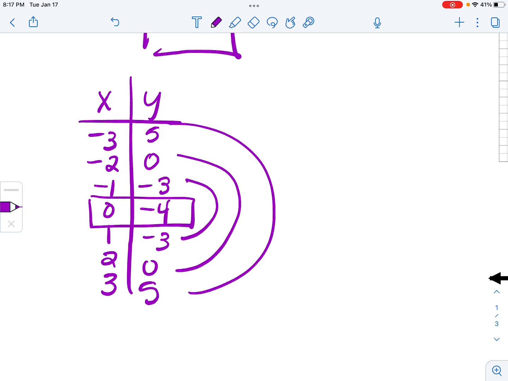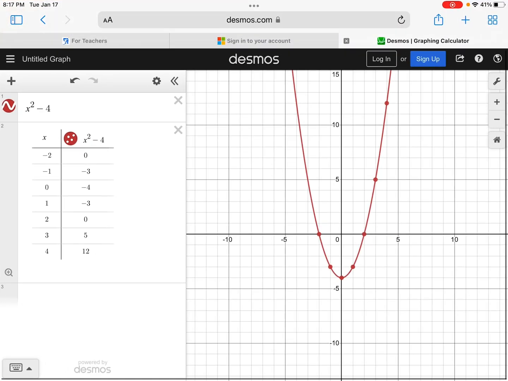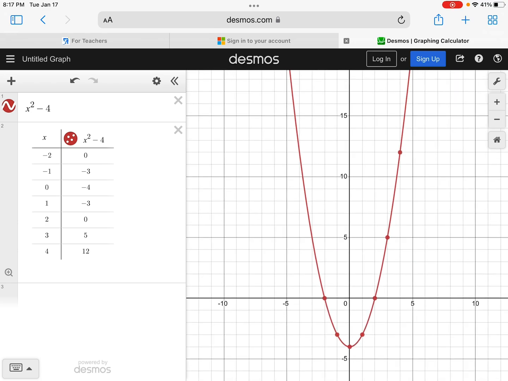And I think you all know how to plot points. So all these would fit and you would get a nice curve. It should look like this. It opens upwards because our A is 1. It's positive and it just opens up. So it should look something like this. So you would graph that.